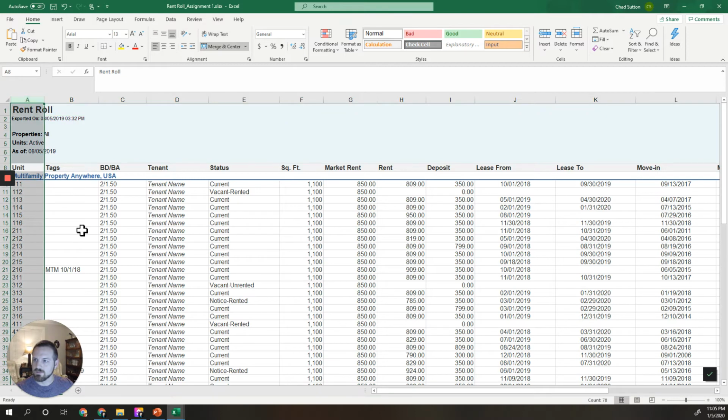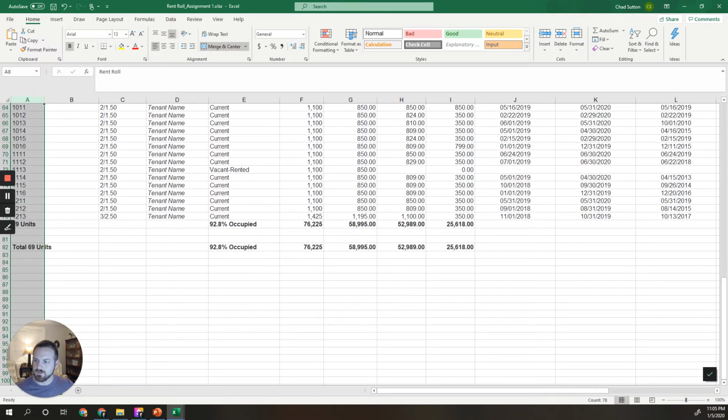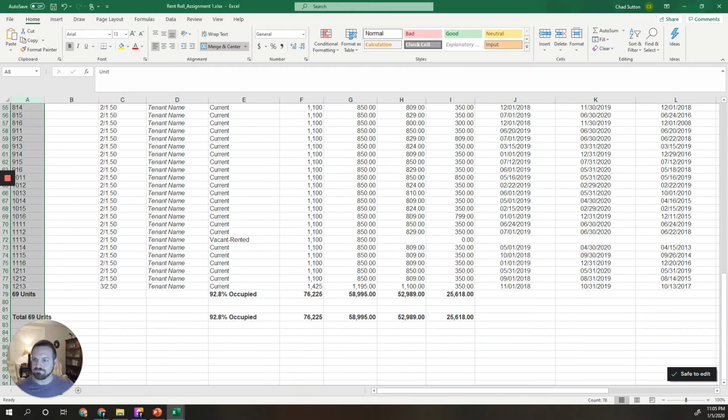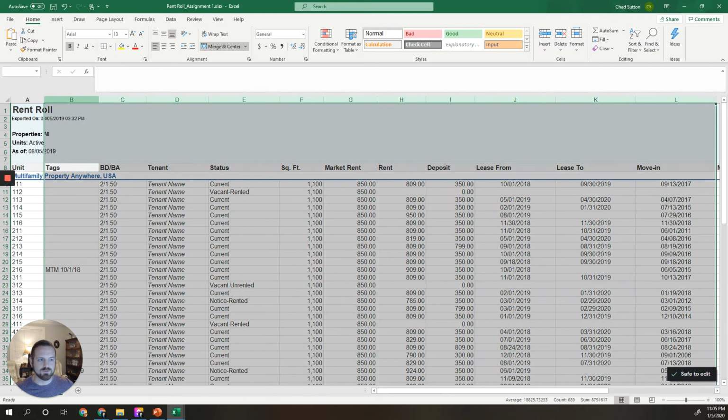So we see the unit number here in column A. If we scroll down here to the bottom, we see this property has 69 units. We put that over here in our template, 69. And then always fun to just walk through this and see what all is included. Every single one of these you look at is going to be different. It irritates the fire out of me, but it is what it is.